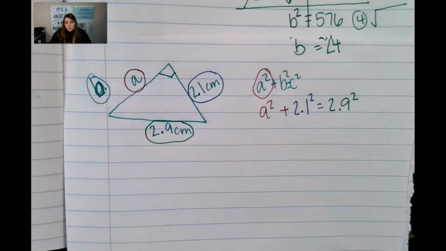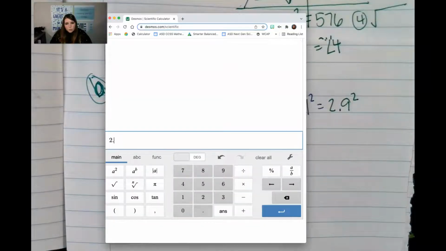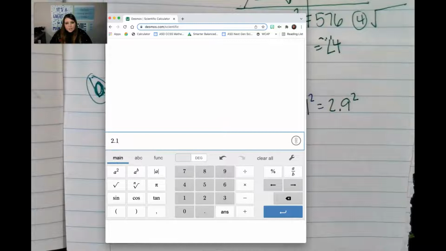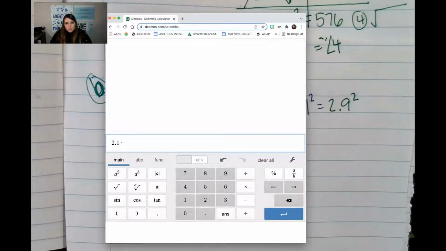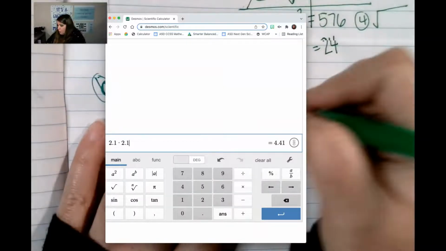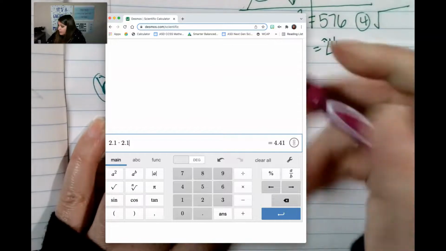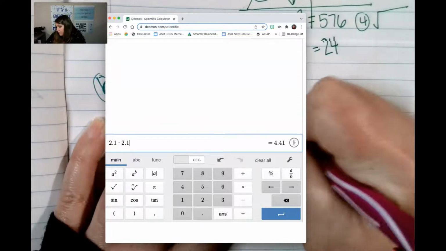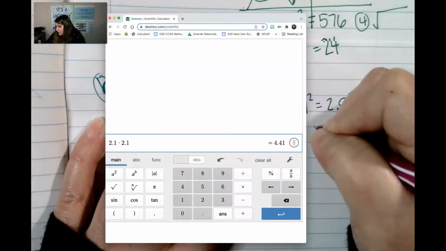When we're solving this problem, we can go ahead and use the calculator again. So let's find what I did with the calculator. We're going to square 2.1 by saying 2.1 times 2.1. And that gives us 4.41. So we have 4.41 as our first thing.